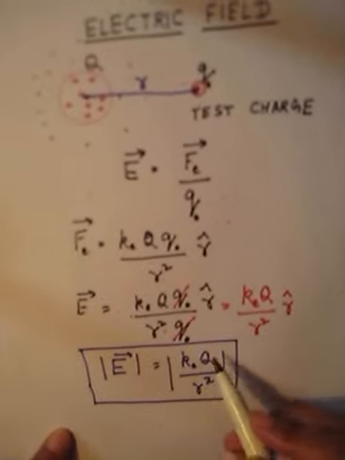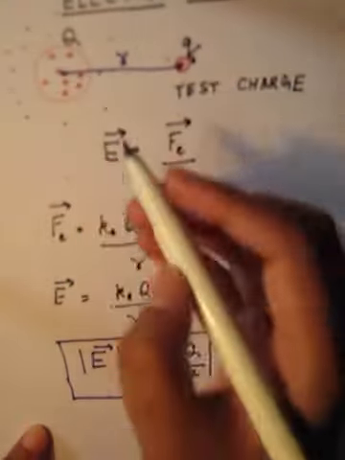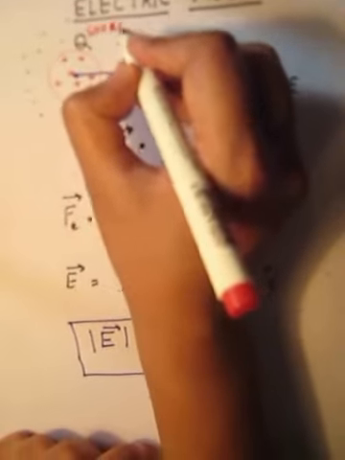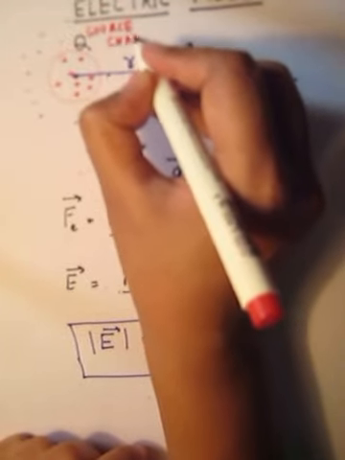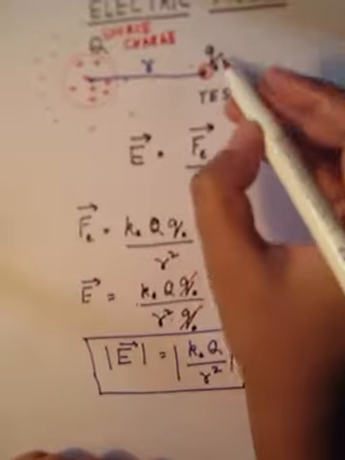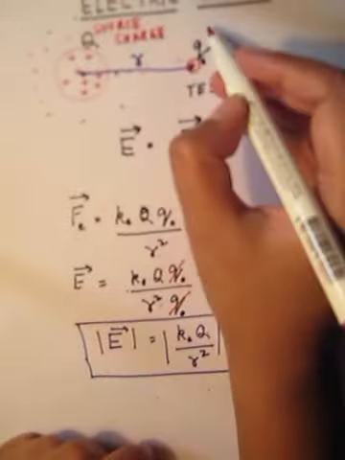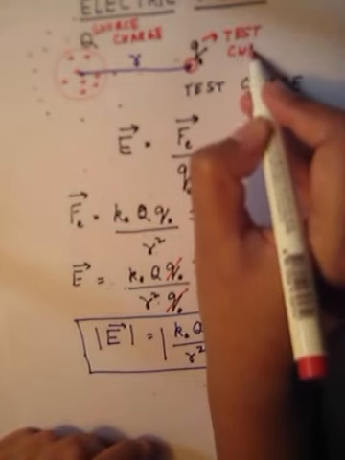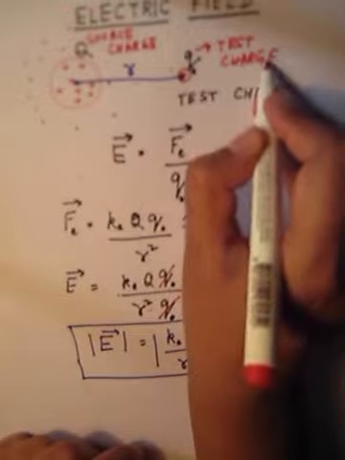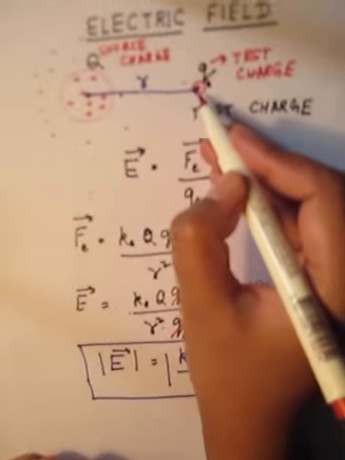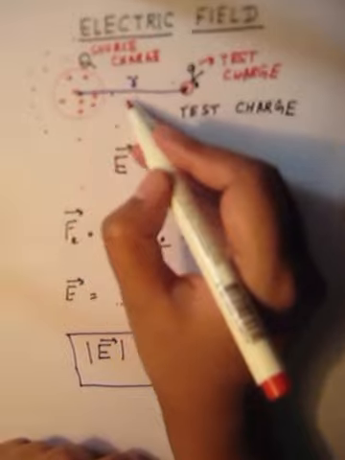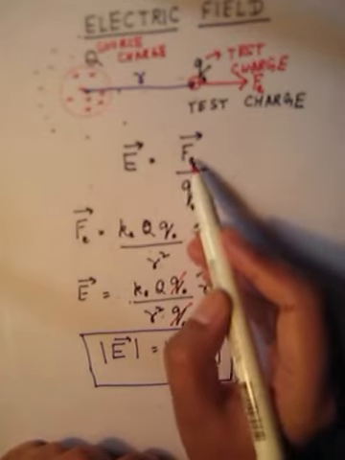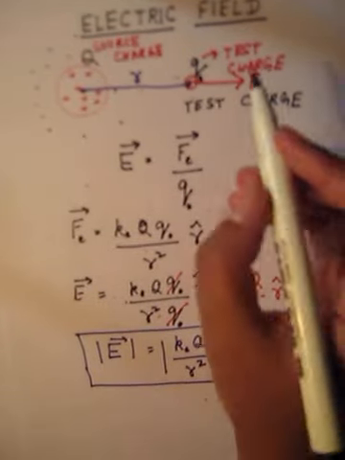Just for notation, this larger charge we call the source charge, because it is the source of the electric field. And the charge we bring in order to check the electric field, we call the test charge. Usually it is a positive charge. Because it is a plus charge and the source is a plus charge, it will apply a force which will be away from it. This is the force we are talking about here, Fe vector.